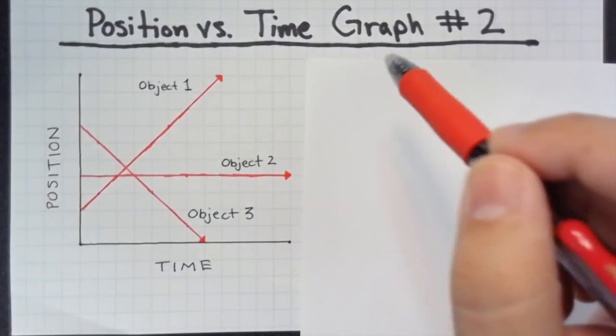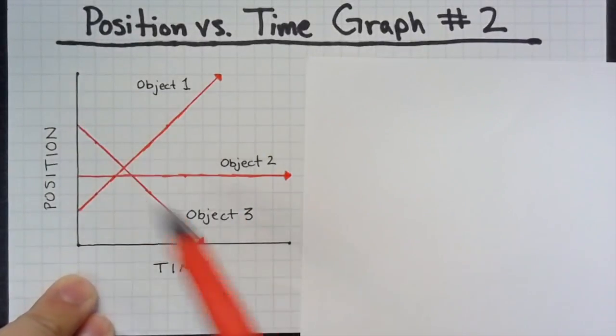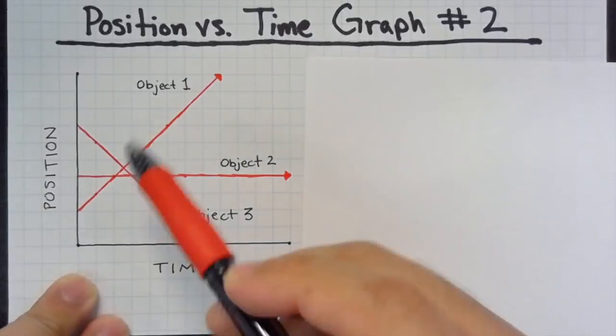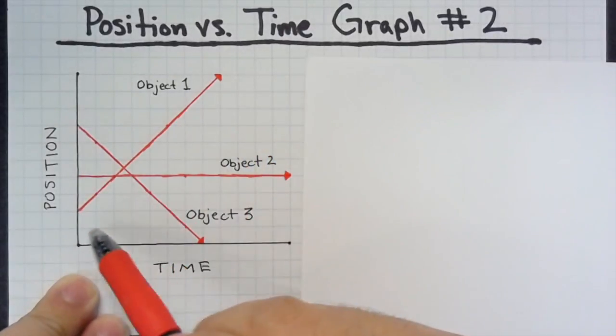So this is our second position versus time graph. There are no numbers involved. I just want to show you the different kind of slopes that you can get depending on whether your velocity is positive or negative. So let's look at object number 1, which is this line right here.